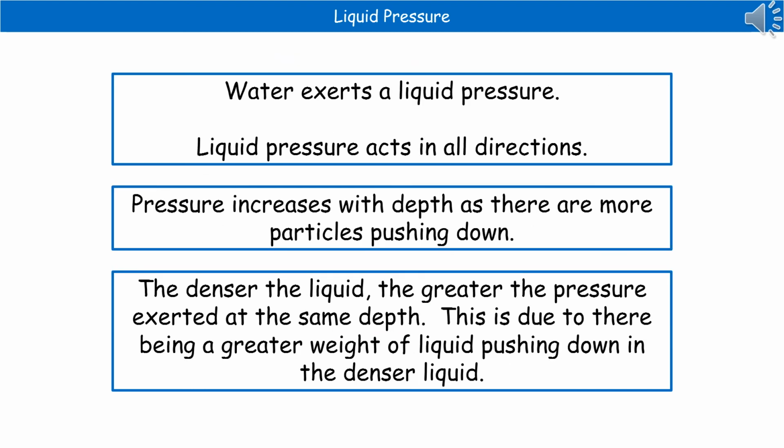The third type of pressure we're going to look at is for the higher tier only, and it's liquid pressure. So water exerts a liquid pressure, and this liquid pressure will act in all directions. What we find is as we go deeper down in the liquid, then the pressure will increase. And the reason for that is we've got more particles above us pushing down. Second pattern to bear in mind is that the denser the liquid, the greater the pressure exerted at the same depth will be. So that's due to there being a greater weight of liquid pushing down in the denser one.